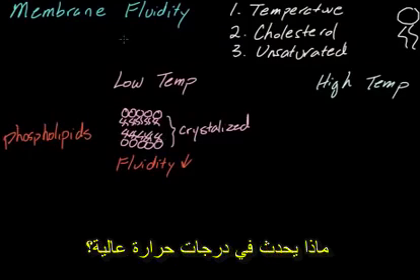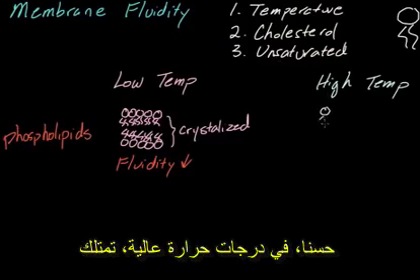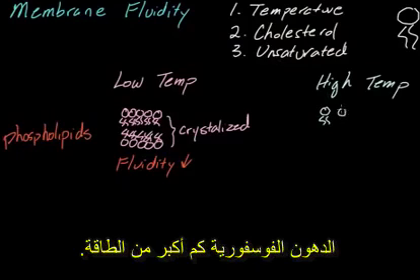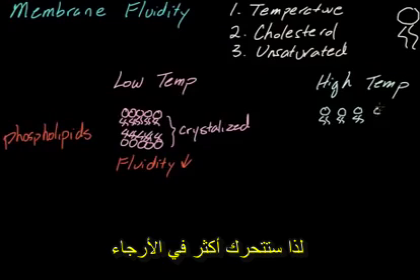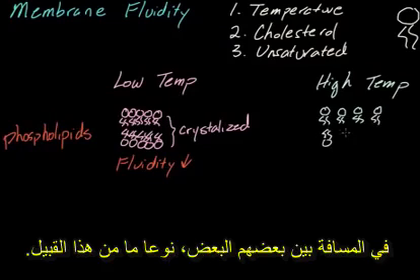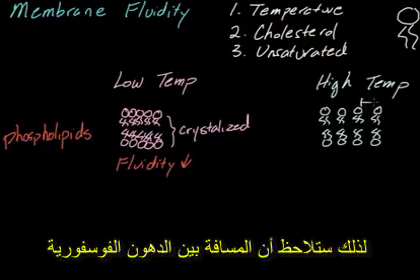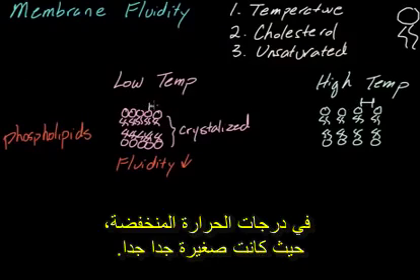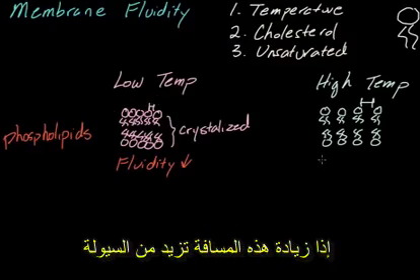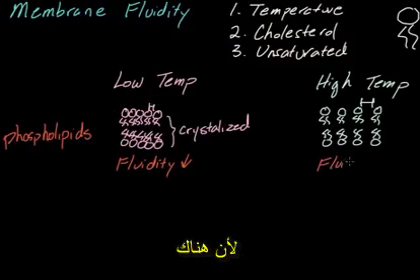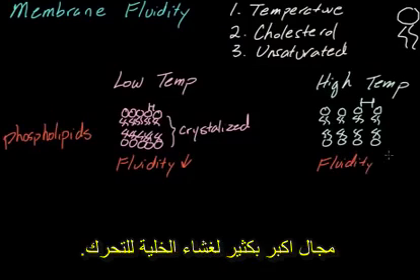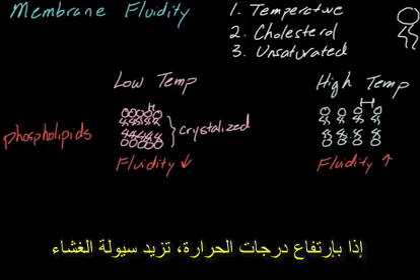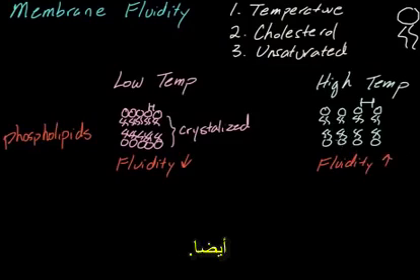What happens at high temperatures? Well, at high temperatures, our phospholipids have a little more energy. So they're going to move around a little bit more and have more distance between each other, kind of like that. You'll notice that the distance between phospholipids is now much greater than what it was over here at low temperatures, which was very, very small. So this increased distance allows our fluidity to increase because there's much more room for the cell membrane to move around. So as the temperature increases, our membrane fluidity also increases.